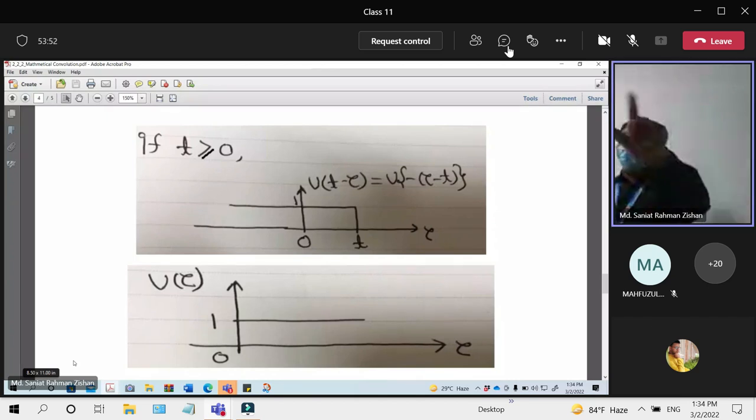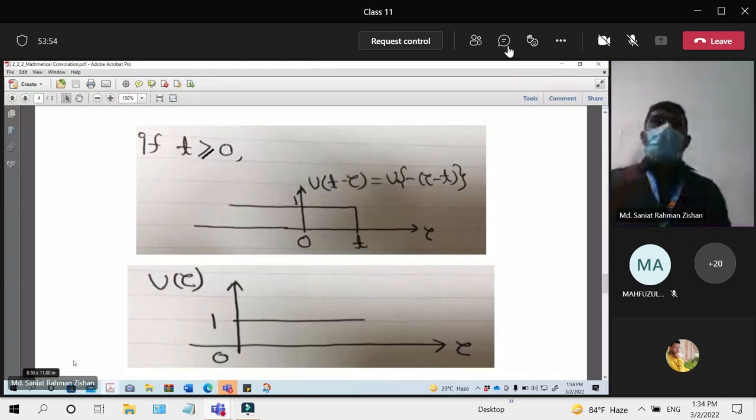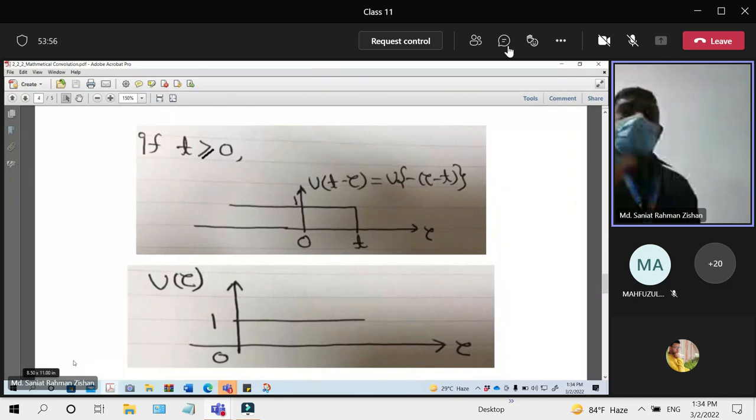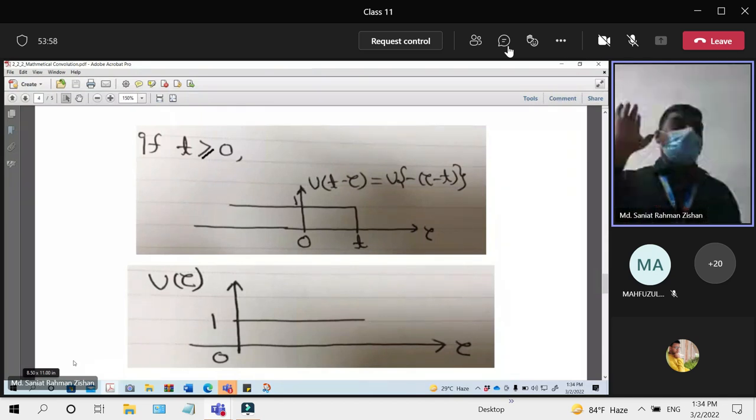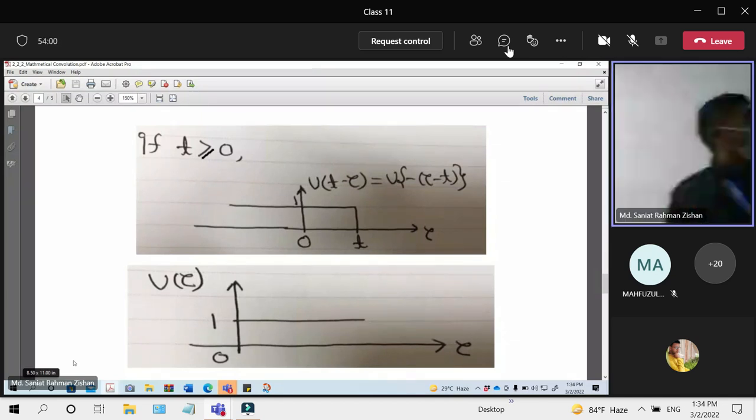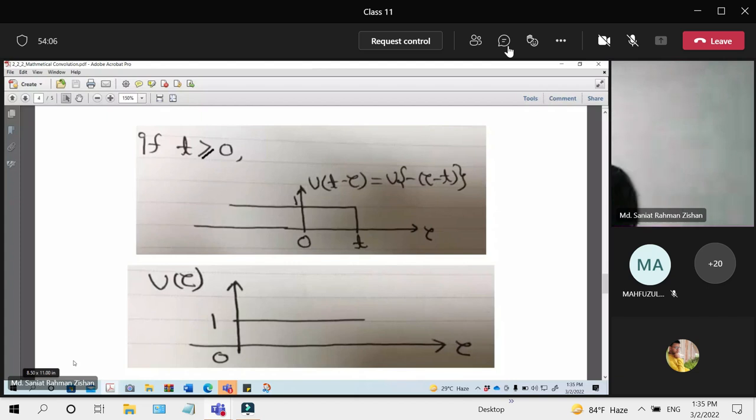Signal দেখে এবার আমি অনলাইন ক্লাস না অফলাইন ক্লাস থেকে যাচ্ছি। What is the common duration between these two signals? Chapter 1. You can see u(τ), this is u(τ) and this is u(t − τ). এই দুটার মাঝখানে কমন ডিউরেশন কতটুকু? 0 থেকে কতটুকু? 0 থেকে up to t. Isn't it?